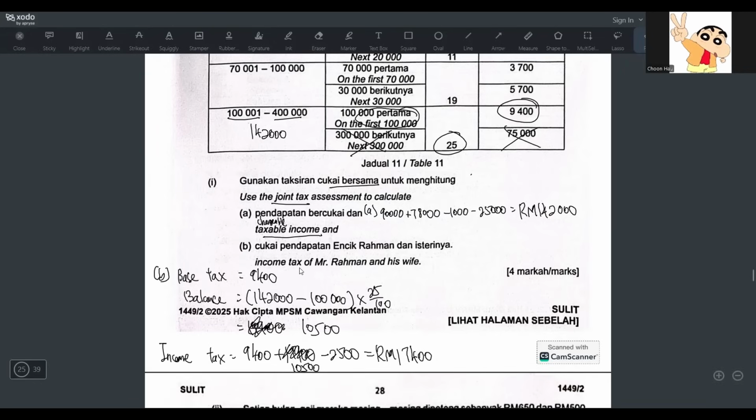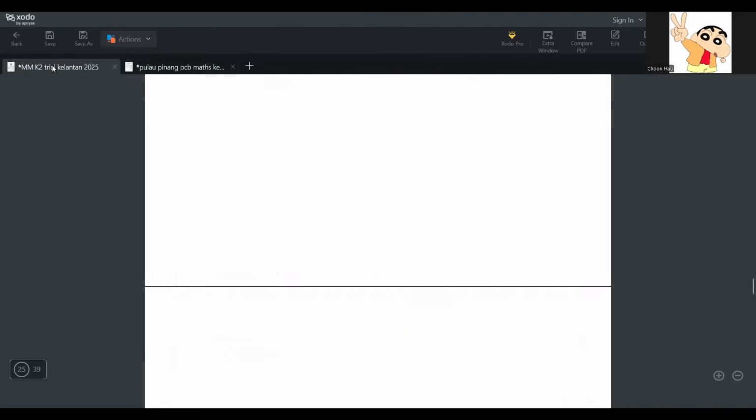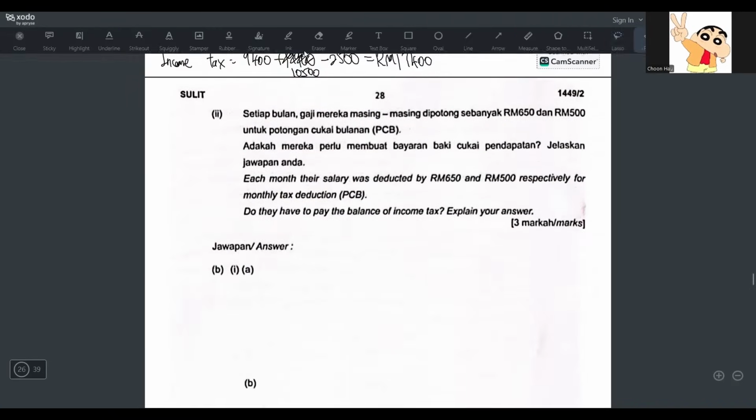Okay, so what is the income tax? This is the income tax, if I use the joint tax assessment, taksiran cukai bersama. Okay, that's all. That's the answer. So I already did until step 3. But there's one more question, the PCB, right? It means we have to do step 4.